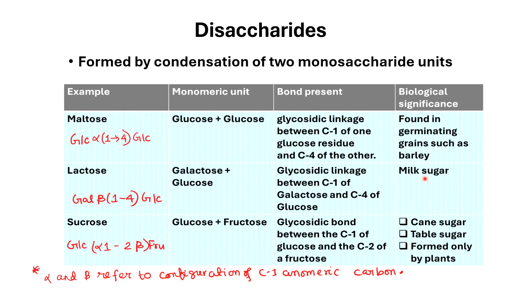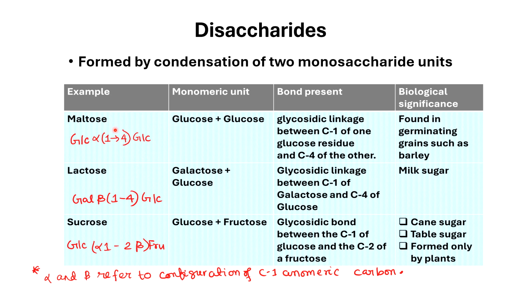Lactose is found in milk and hence called as milk sugar. And the common sugar we eat is sucrose, otherwise called as cane sugar or table sugar. Now sucrose is formed only by the plants. Right? After remembering this, let's see the glycosidic linkage.